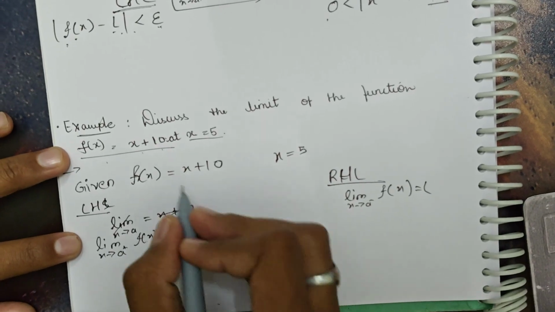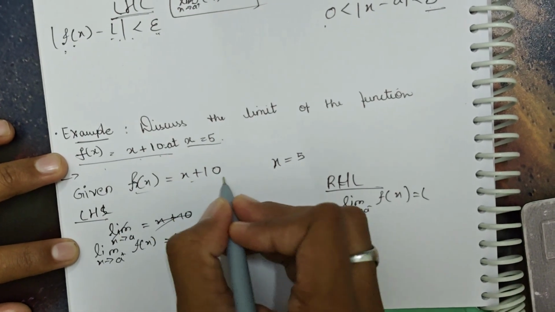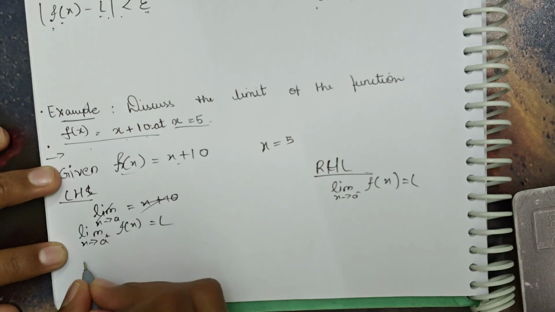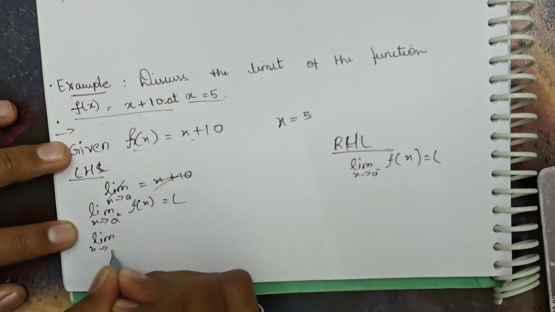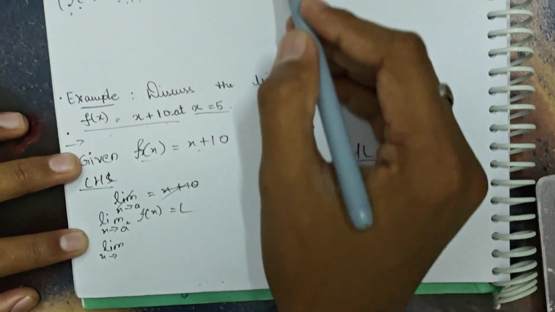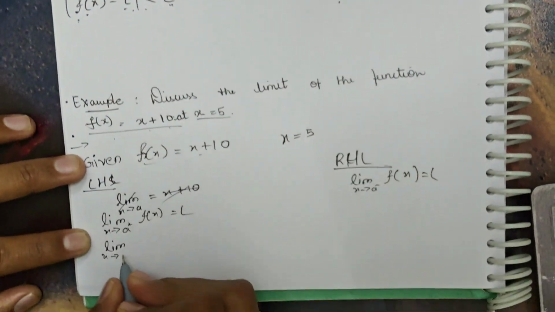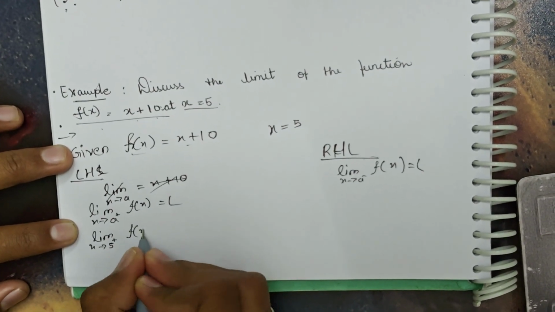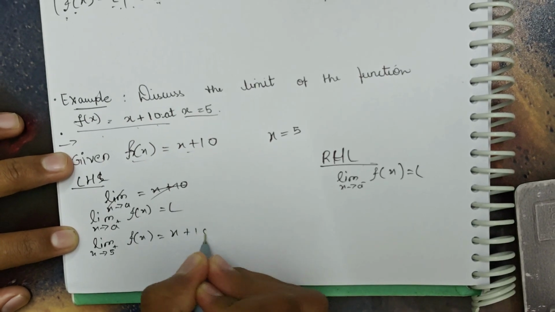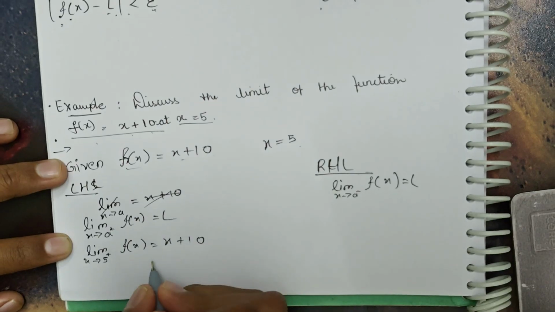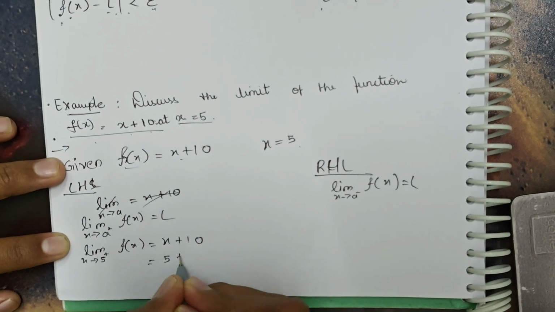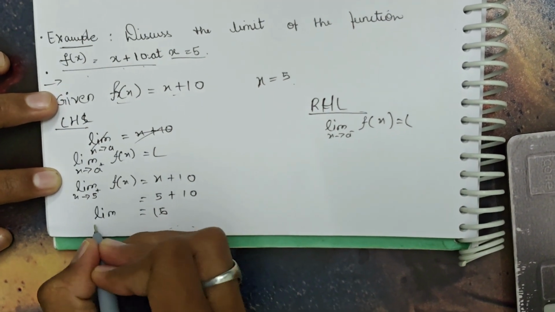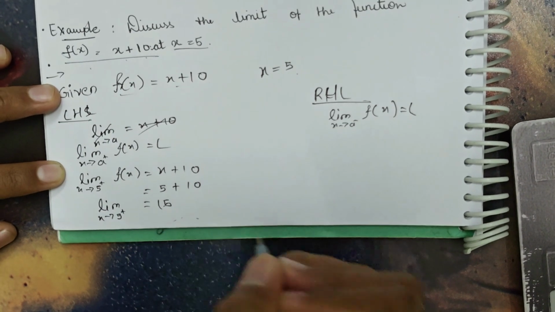So here f of x is nothing but x plus 10, and the value of x is 5, which we already have. So let's solve this. Limit x tends to a, here we have already defined x is equal to a, so 5 plus. f of x is equal to x plus 10. So x is equal to 5, it is 5 plus 10, that is 15. So limit x to 5 plus is 15.